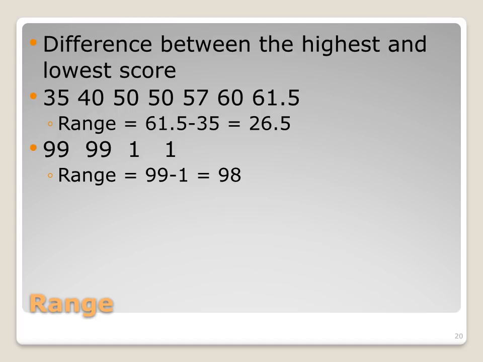So for the first data set, even though it had a mean of 50.5 and a median of 50, the range is a lot lower. So we would use the range of 61.5 minus 35 to get a range of 26.5. And that's actually very different than the second data set, which had the same mean and the same median, but in this case, the range was very different. So we would say that the second data set has more variability in its data.